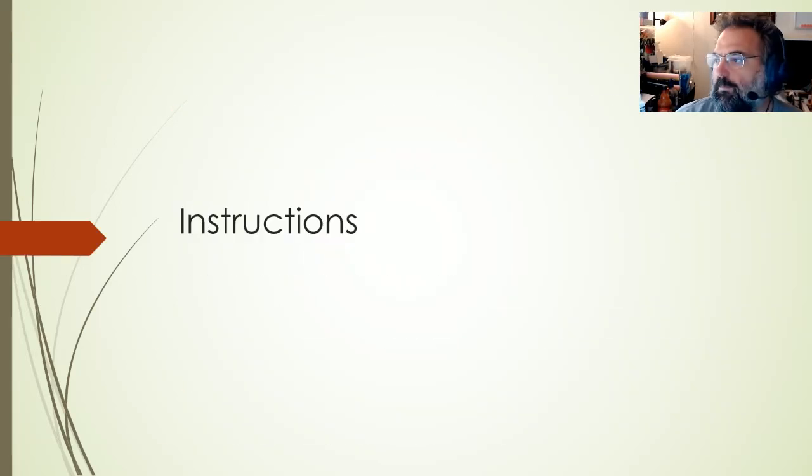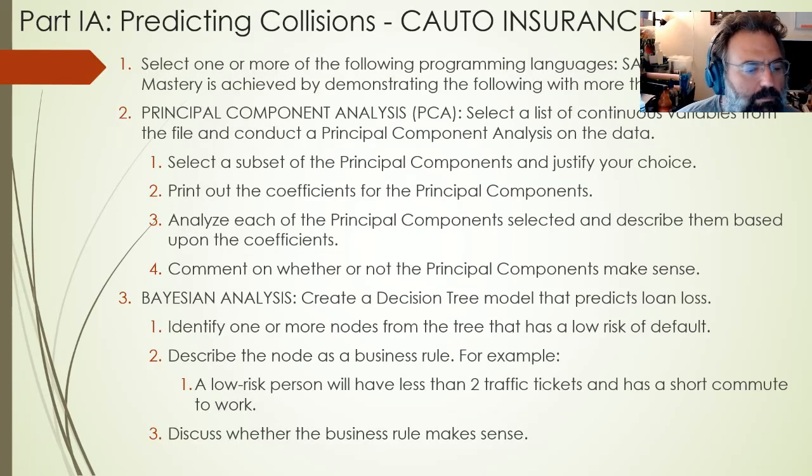Instructions, and there's I think a couple pages of this. So select one or more of the following programming languages, and you want to do 2 so you get full credit. Do some PCA of continuous variables from the file and conduct the PCA on that data. Then select a subset of the principal components and justify your choice. Print out the coefficients for those components. Analyze each of these components that you've selected and describe them based upon the coefficients. Comment on whether or not it makes sense. So does it seem rational?